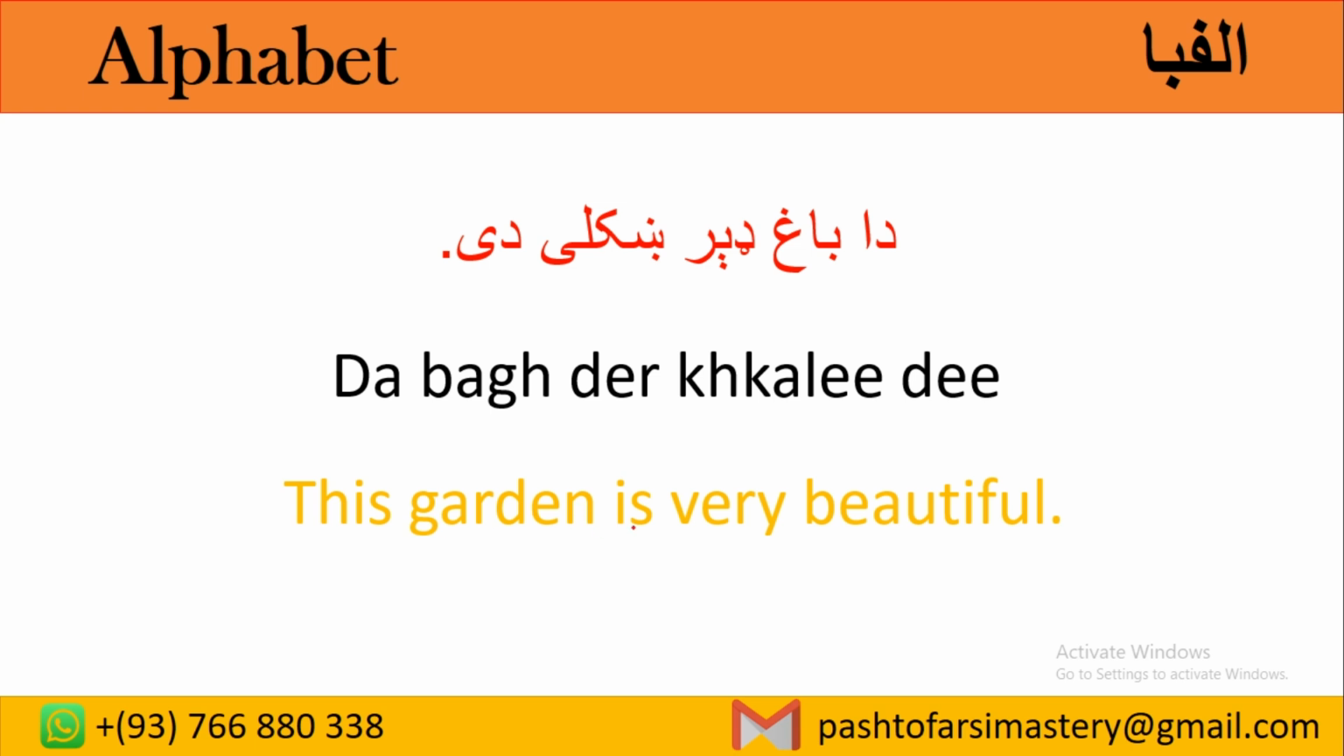Look, in this sentence the verb is a helping verb. Is, what? Is is the verb, and it goes to the end of the sentence like this one. دا باغ ډیر ښکلی دی. This garden is very beautiful. دا means this. باغ means garden. ډیر, very. ښکلی, beautiful. دی, is.